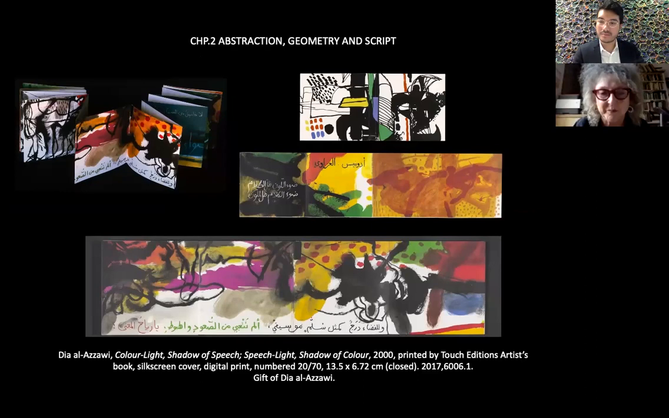So sometimes they have text. This is a beautiful one of Dia Azzawi. It's very small in the way it unfolds there, and it's a poem by Adonis. So very often poets and artists, particularly these Iraqis and others, work together. They fed off each other, and so the text really flows with the painting.